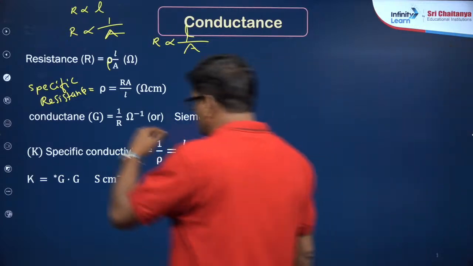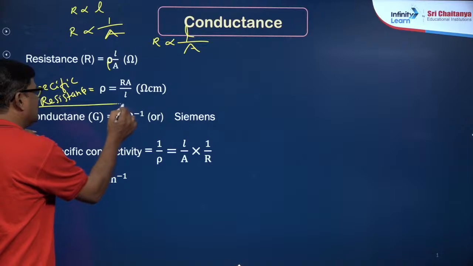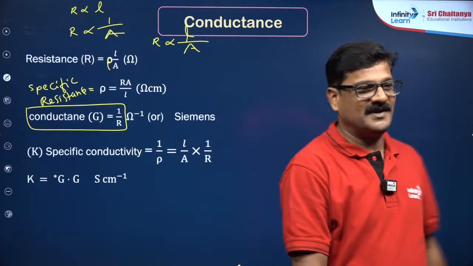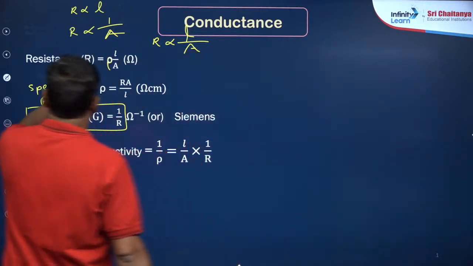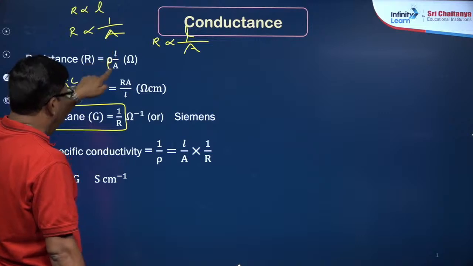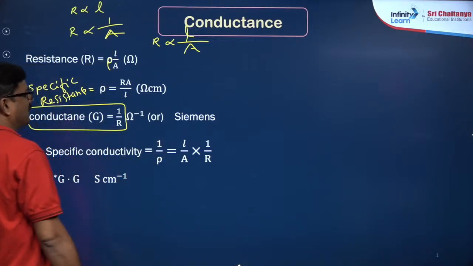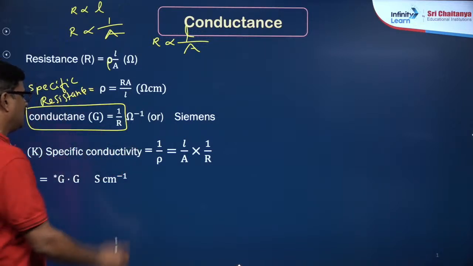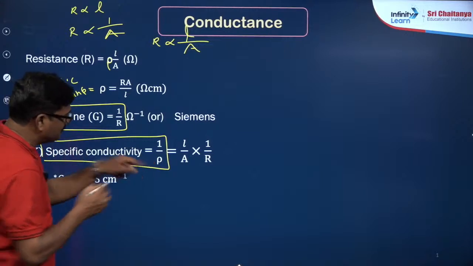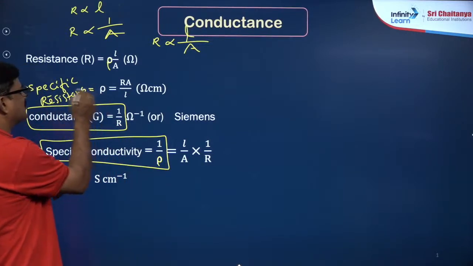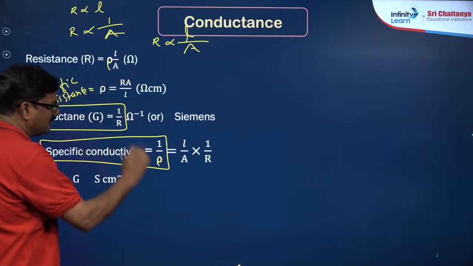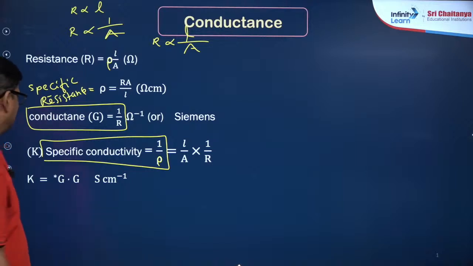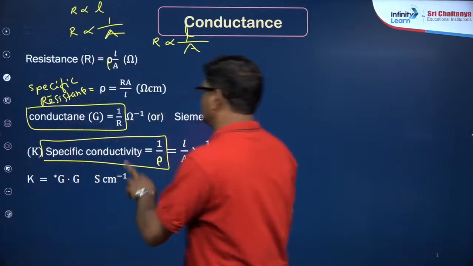Conductance is the inverse of the resistance. So resistance is rho L by A, and you can say 1 by rho is specific conductance. Specific conductivity is the inverse of specific resistance, which gives L by A into 1 by R. Are you getting or not? Clear? That's fine. So this is known as specific conductance.